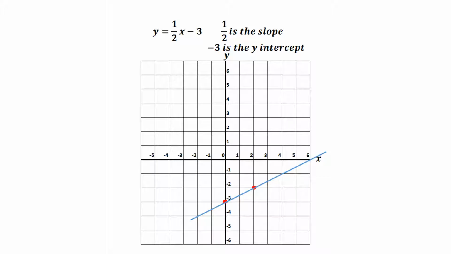We connect the 2 red dots, and that is the straight line representing the equation y is equal to half x minus 3. You might notice that from the second red dot, if you were to go up 1 step and then 2 to the right, you would again be back on that line, and you could do it again. Go up 1 step and over 2 steps, and you would be back on the line.